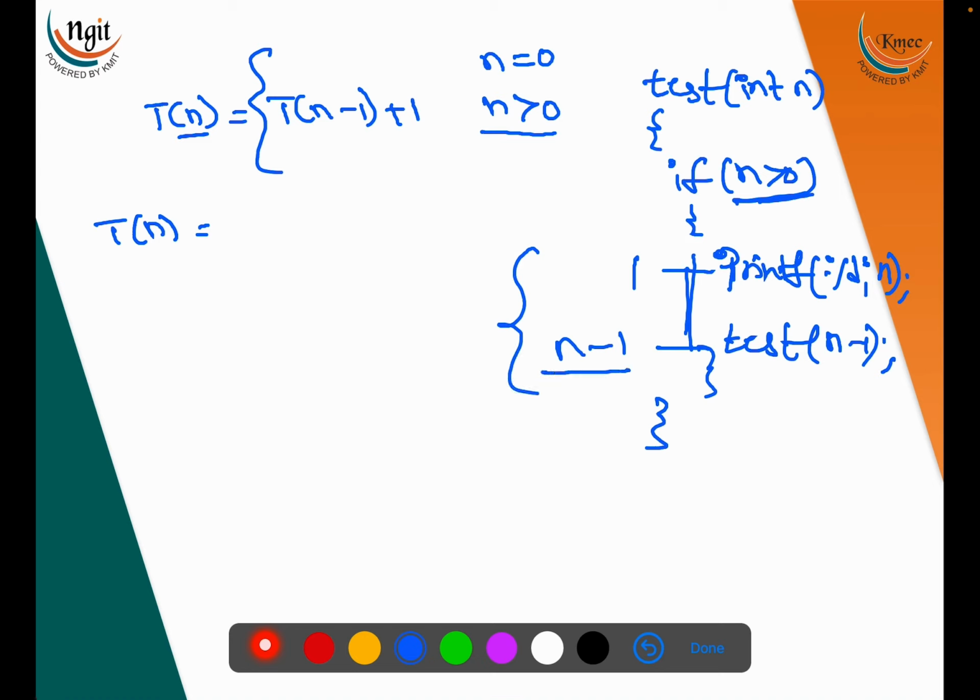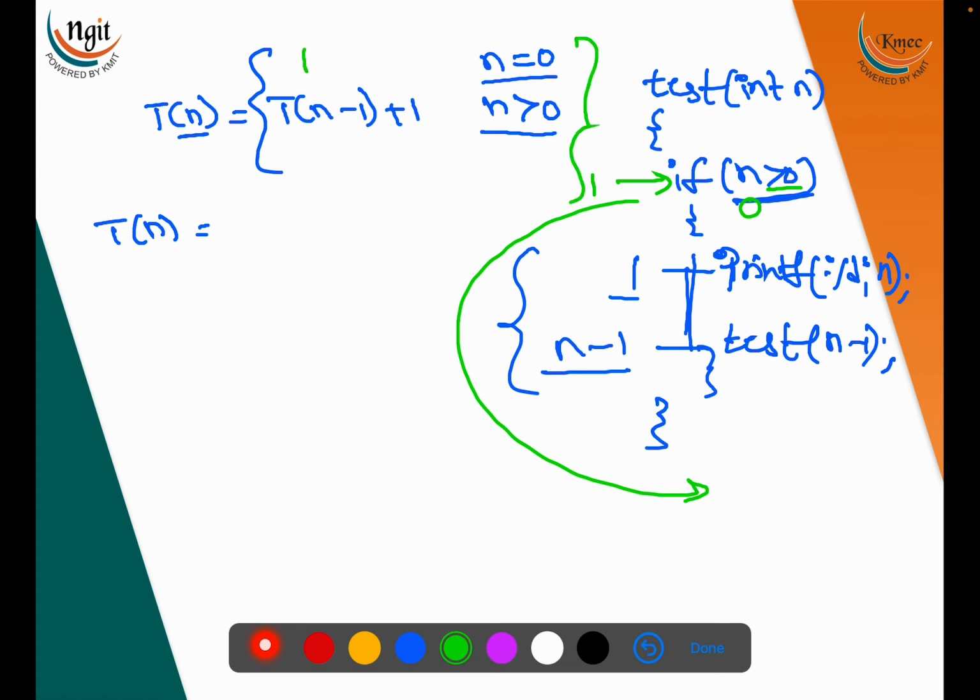T of n minus 1 plus 1. When n is equal to 0, now assume that the n value is 0 over here. When 0 greater than 0, the condition fails. When the condition fails, where will we go? We'll come out of the loop. So only this statement will get executed. So the total time complexity of this algorithm when n equals 0 is 1.